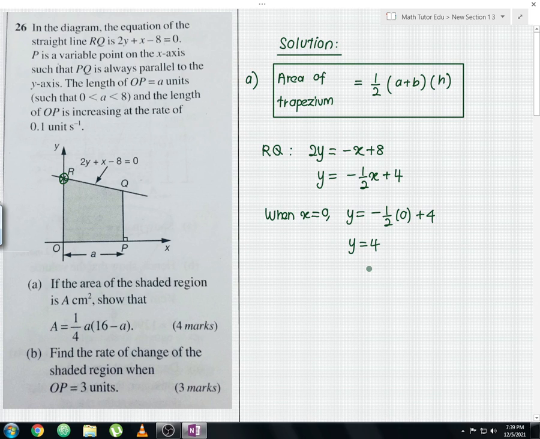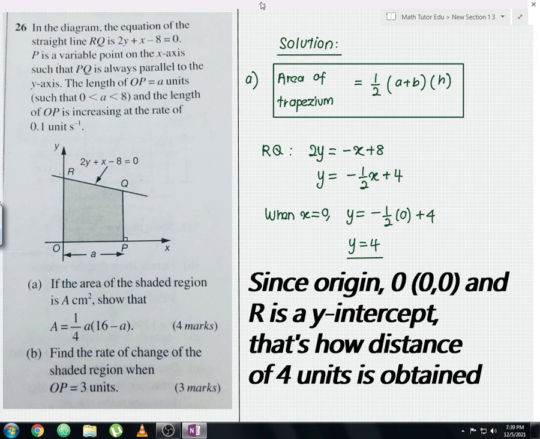So this is your y-intercept. Okay, let me underline this. So from here you know that your y-intercept of RQ is 4. So from here you should know that the distance OR is 4 units. Okay, so let me label this as 4 units. At least it will be easy for us to calculate the area of trapezium later on. So let me label this as 4.